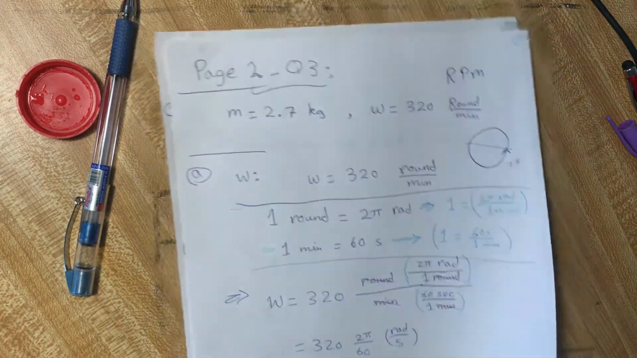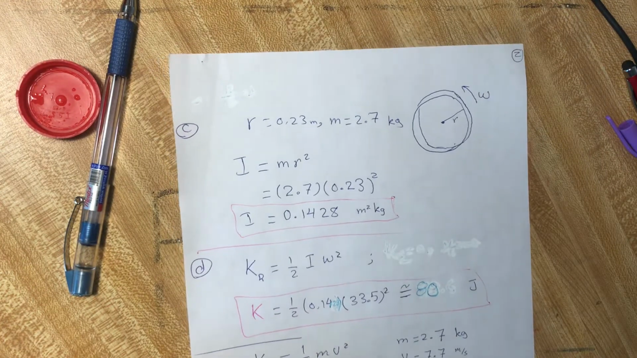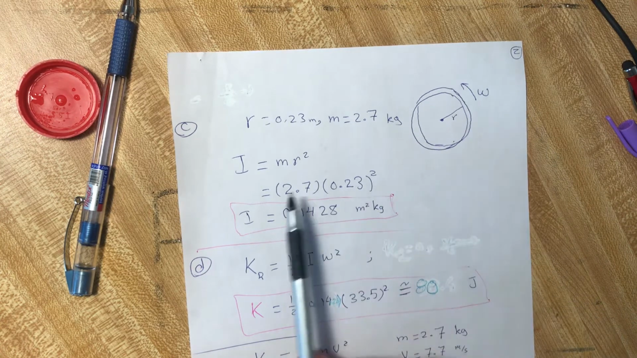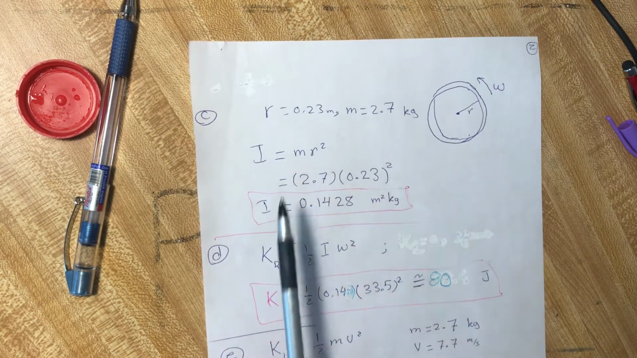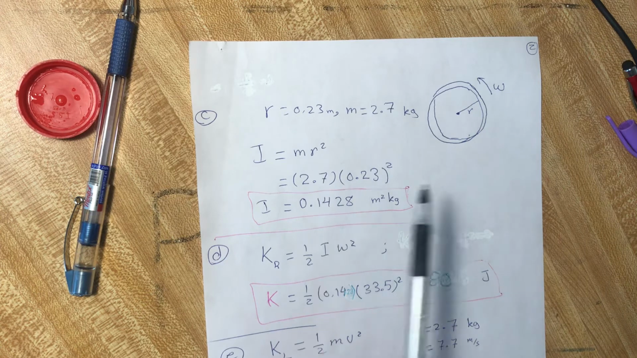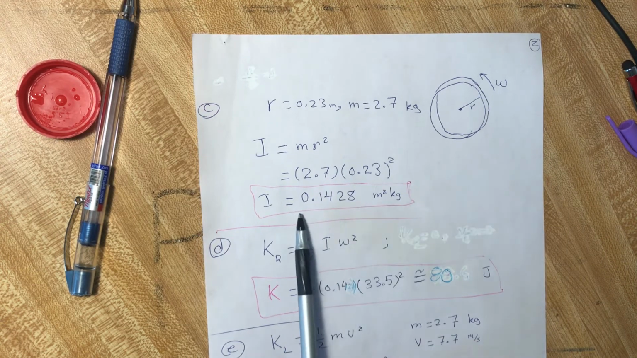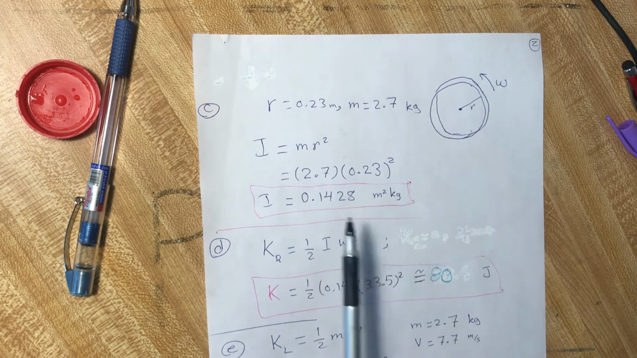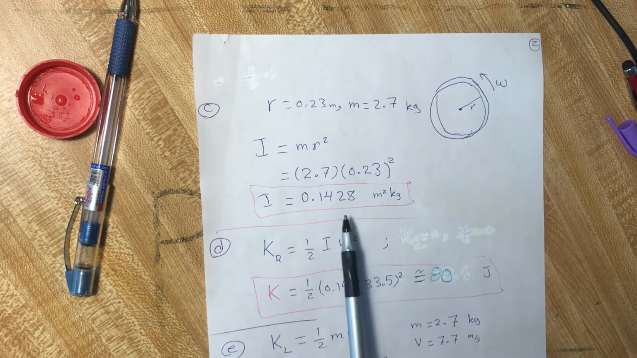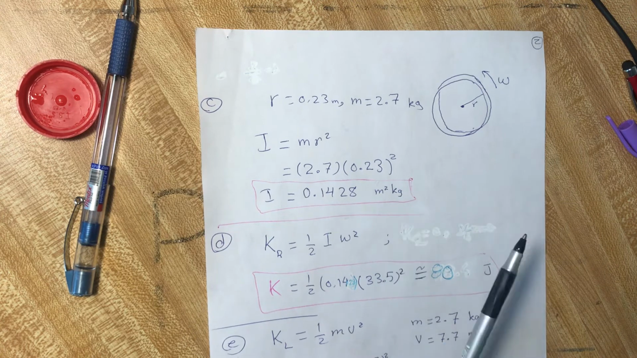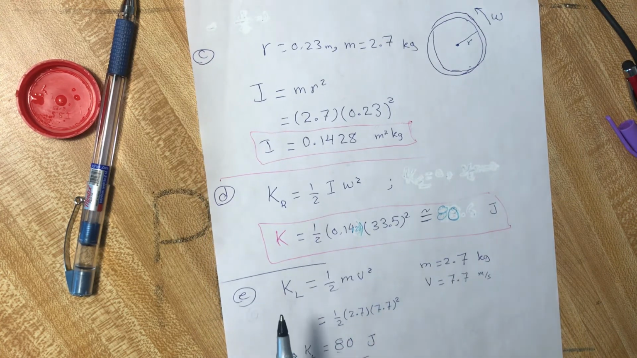Okay. Now, what else do we need? We know that r is given, the mass is given, this is the hoop. We need to find the moment of inertia, which is mr squared for the hoop. You will be given these formulas. The moment of inertia, which is the effective mass in rotational motion, is equal to 0.1428 kilogram meter squared.